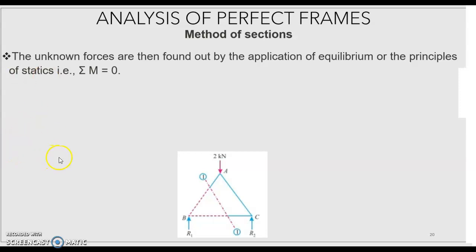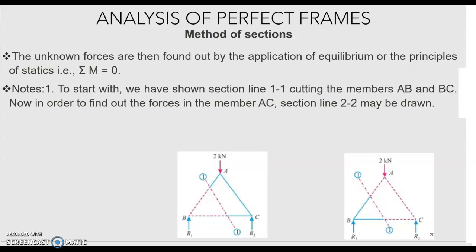For section 1, if this part is in equilibrium, the right side part is in equilibrium. You can take the moment about A or the moment about C to find out the force in member AB and the force in member BC. Or we can take the equilibrium of the left part of this section and take the moment about A to find out the force in member BC. Or if you take the moment about C, you can find out the force in member AB.